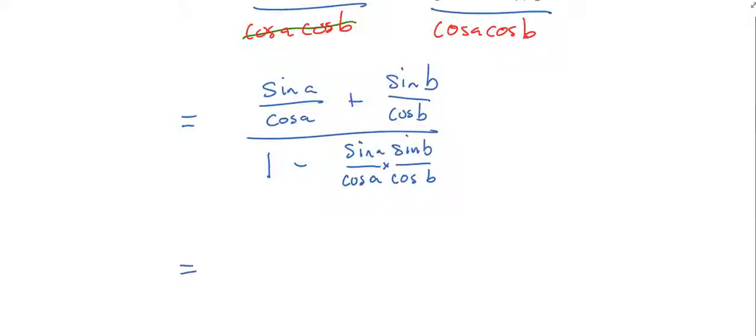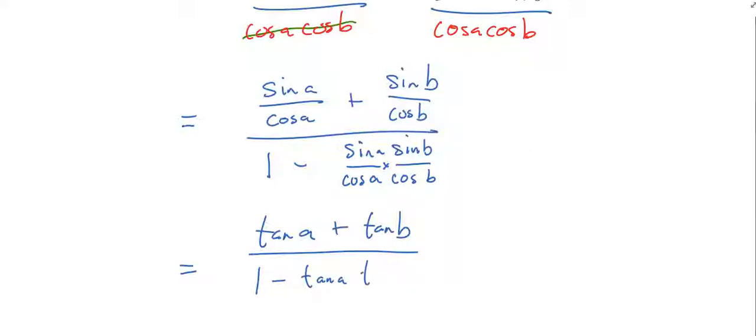So sine A over cos A is tan A. Sine B over cos B is tan B. Very good. Over 1 minus sine A over cos A, tan A again, and sine B over cos B, tan B. So tan A plus tan B over 1 minus tan A times tan B. And that looks to me a heck of a lot like a formula.